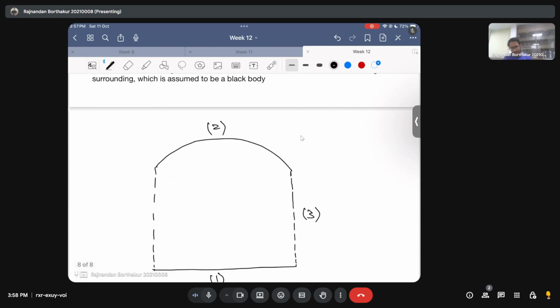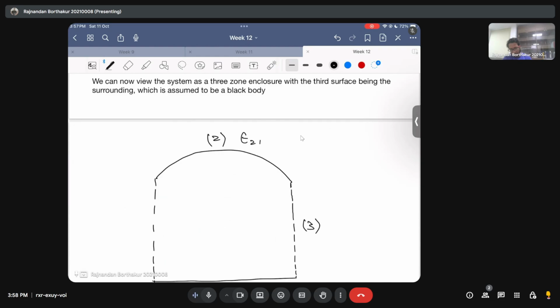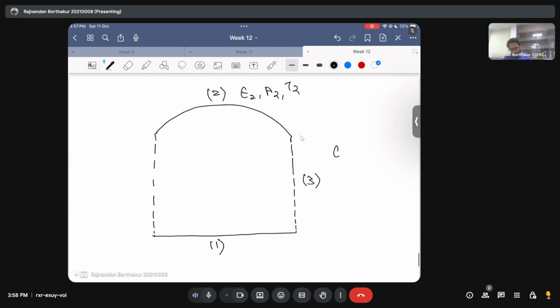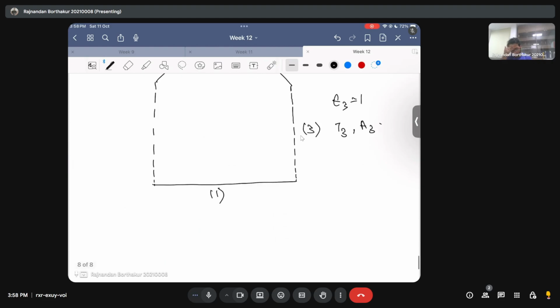So this shapes up, as you can see, to be a 3-zone enclosure problem, because this is how the radiation is going to be exchanged between the heater and the absorber, the heater and the surrounding, and the absorber, and vice versa. Maybe I will also mention the properties here. So surface 2, which is the absorber: its emissivity, area and temperature are epsilon 2, A2 and T2. The surrounding has an emissivity of 1 because it's a black body. Maybe its temperature is T3. We will not require the area of the surrounding. You can write it as A3, but we will not require the exact magnitude of A3 in this problem. But I'll just write it.